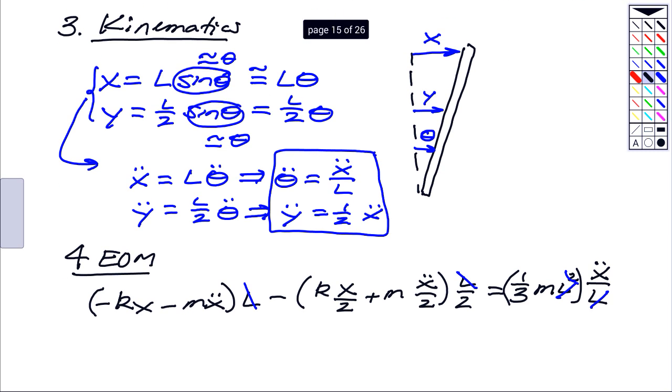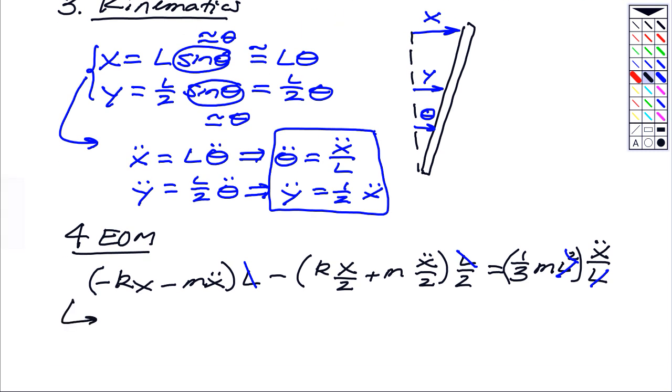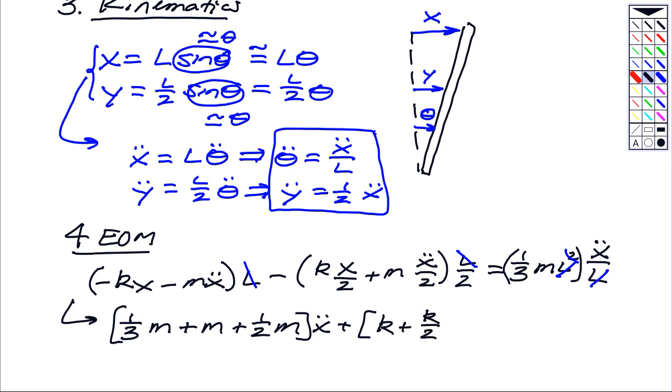So I can combine my terms, and I get a 1/3 m from the right-hand side. If I move over the mx double dot from the first term, I add in a 1/2 m x double dot. All I'm doing is combining like terms. I have k times x. I have a k over 2 times x, and that appears to be it. So this is equal to, on the right-hand side, a 0.